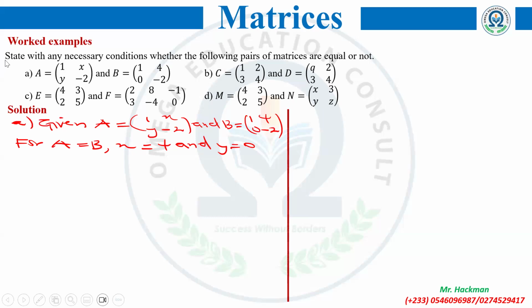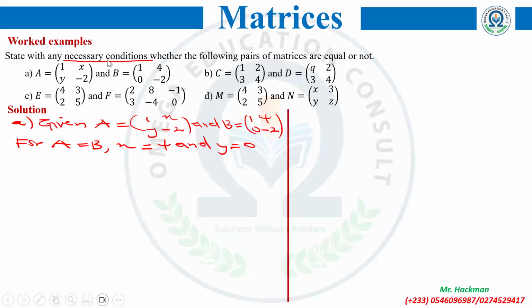Do you have any questions? Is there anything you don't understand? Yes, we are supposed to state the necessary condition. So the condition must be attached if you say that they are equal or not. We have to state the condition. Then after that, what do you do?